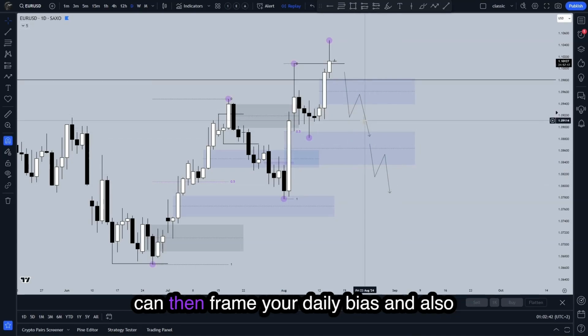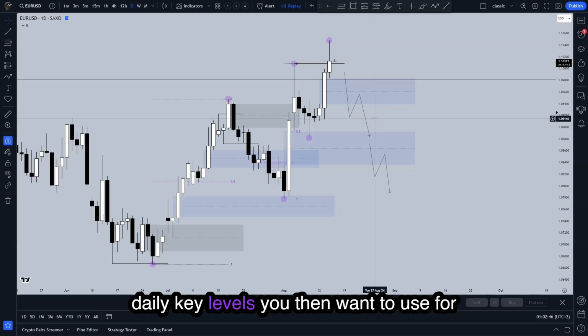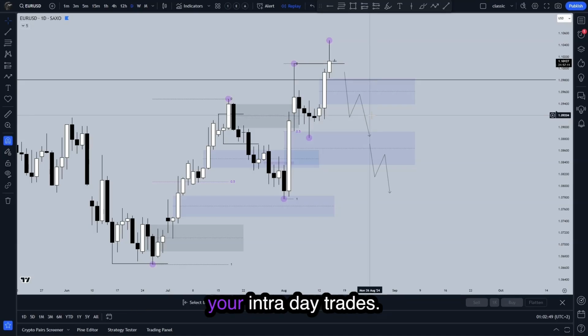And there you go. You can then frame your daily bias and also the higher time frame and daily key levels you then want to use for your intraday trades.